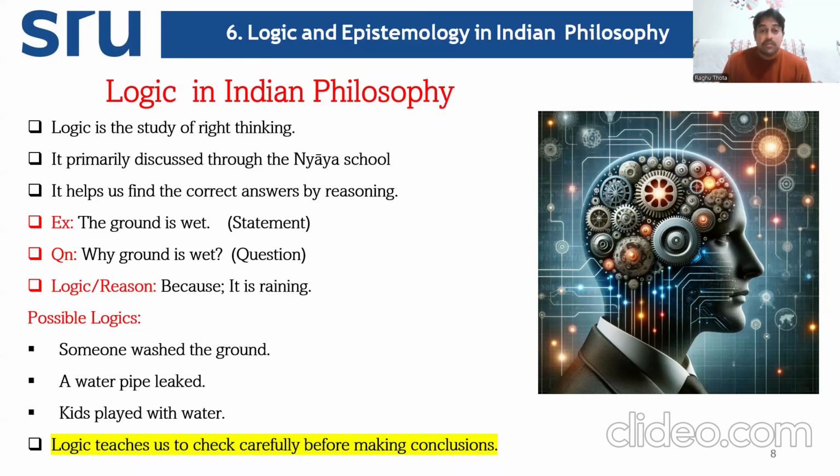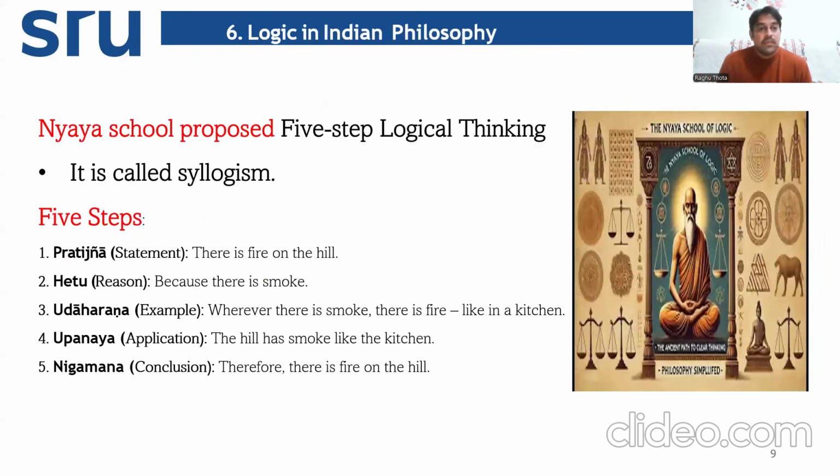Okay, so during ancient times, our ancestors discussed logic in a very detailed manner. In addition to that, the Nyaya school has proposed different steps for logical thinking. So let us see what the steps proposed by the Nyaya school are. The Nyaya school, one of the classical schools in ancient times, has proposed 5 steps of logical thinking, which is called syllogism. Let us see what the 5 steps are.